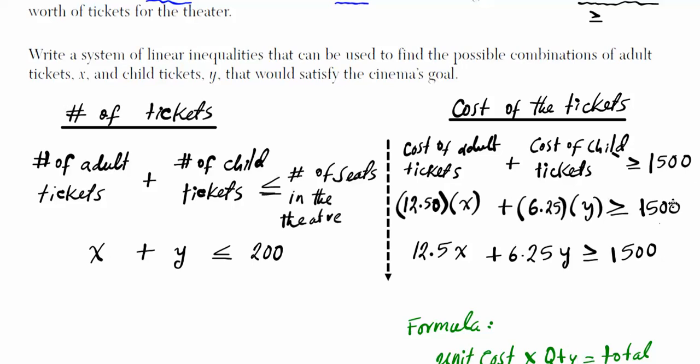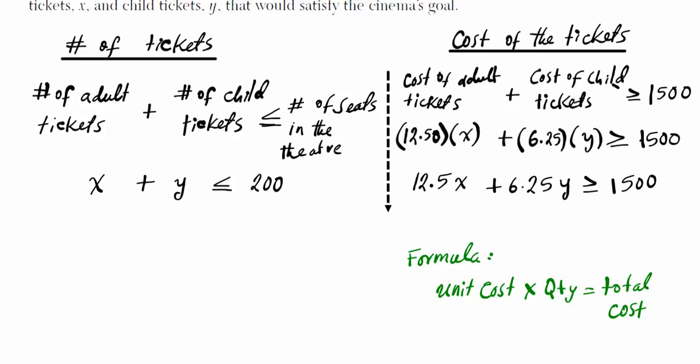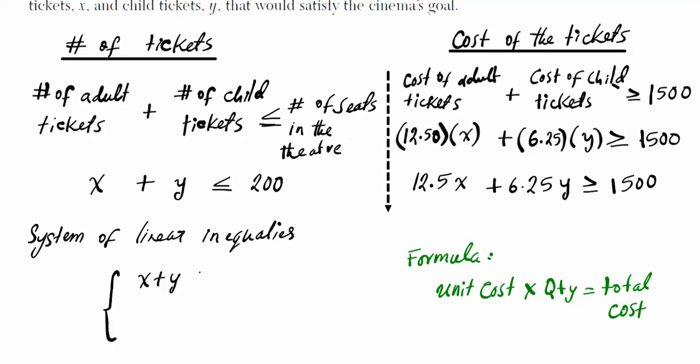Okay, so now let's write down the system of linear inequalities. This is the first answer. The system of linear inequalities is basically the first one, x plus y is less than or equal to 200. And the second one is 12.5x plus 6.25y is greater than or equal to 1,500. Okay, so there goes your first answer.